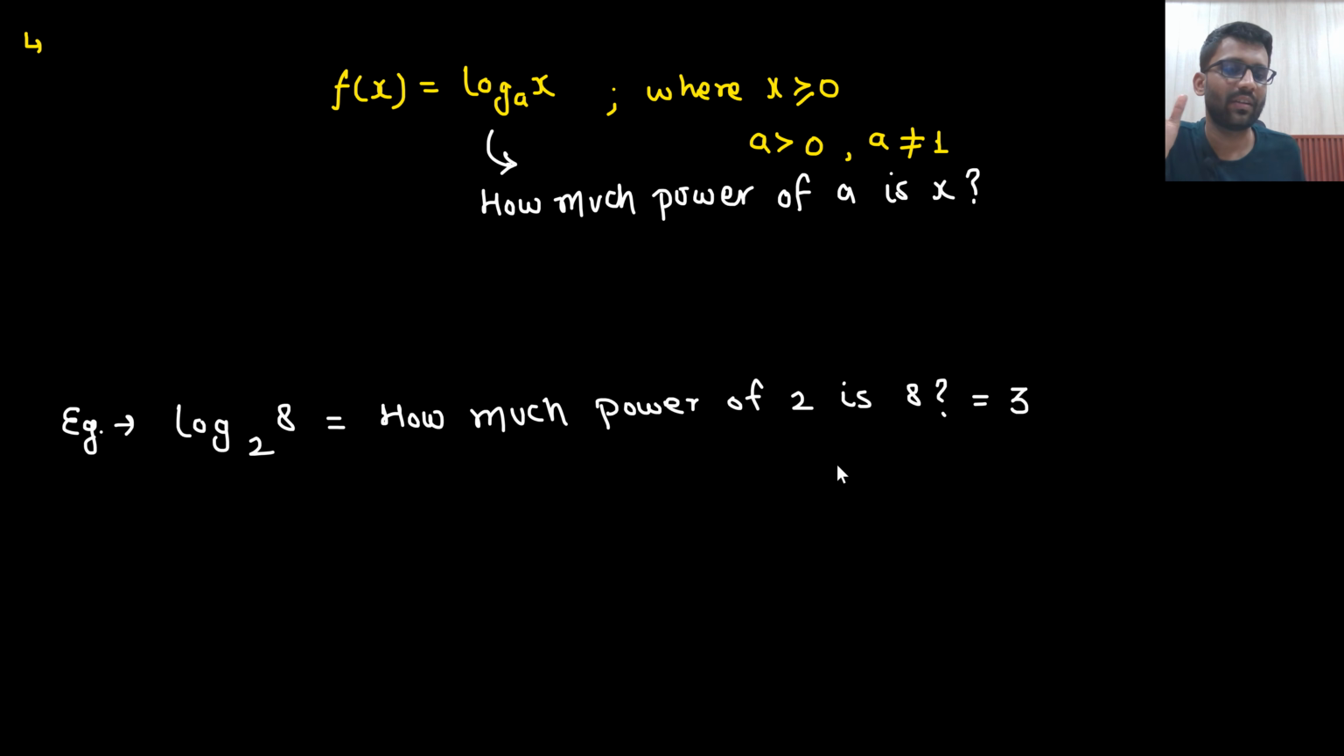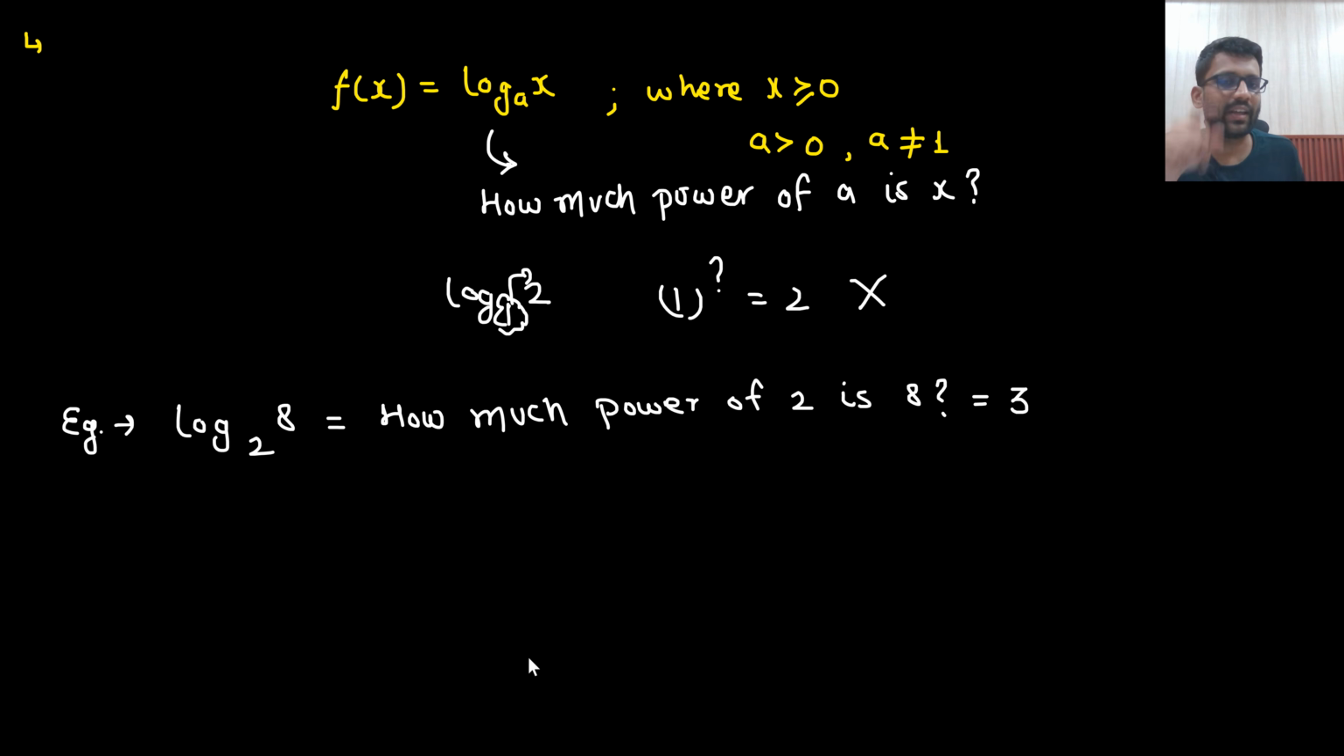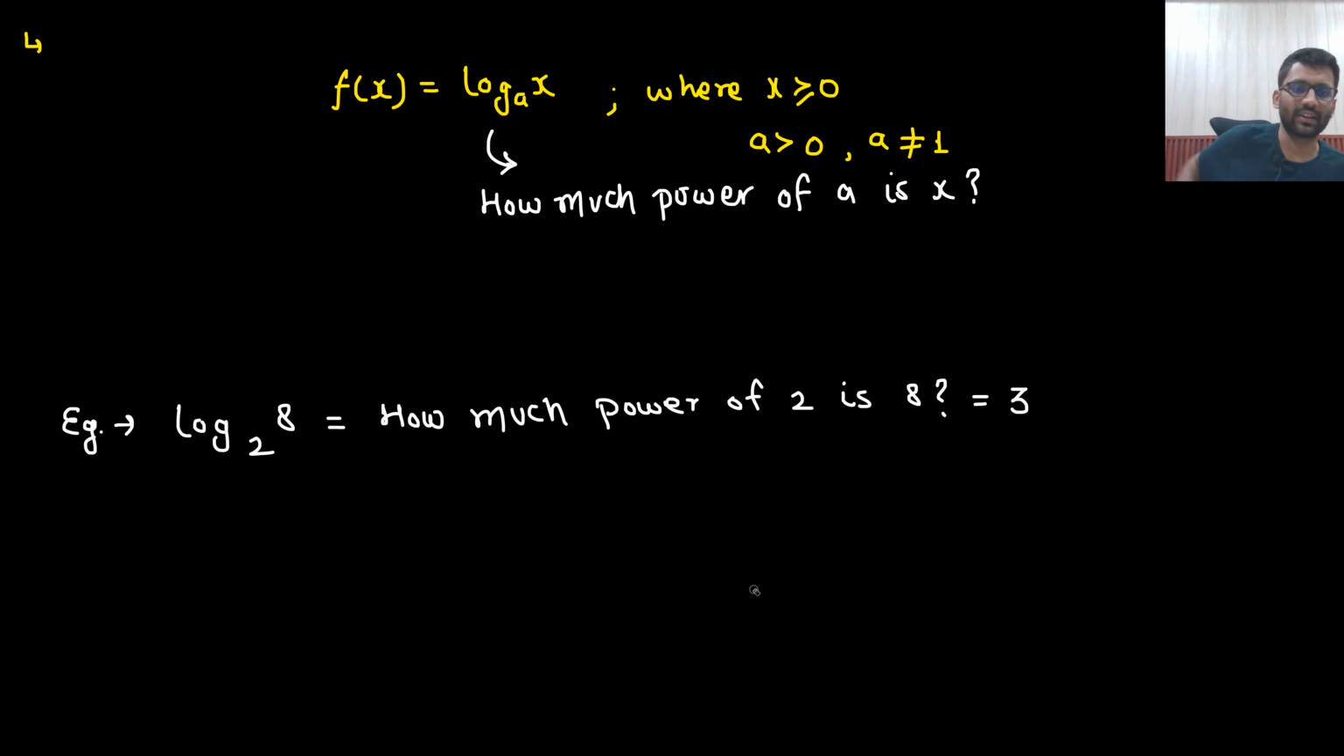Now a cannot be 1. First thing is that a has to be greater than 0, and second thing is a cannot be 1, because if I am writing log 1 x, that means how much power of 1 is x? x can be any value. Let's just say x is 2. How much power of 1 is 2? Any power of 1 will be 1 only. So this is not possible. That's why a cannot be equal to 1. Okay, so this is the basic meaning of log x. I hope you have understood the meaning. What is the meaning of log a x? How much power of a is x?